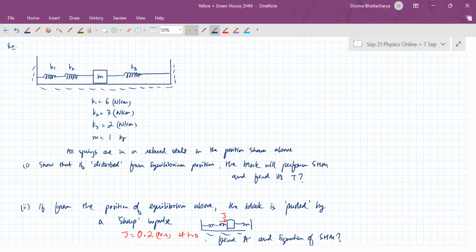Okay, so this is almost an identical question, but with just the addition that there is a combination of springs, so we'll have to deal with that. And also here the system is initially pushed with an impulse. So instead of having initial displacement from mean position, the block has an initial velocity at the mean position.